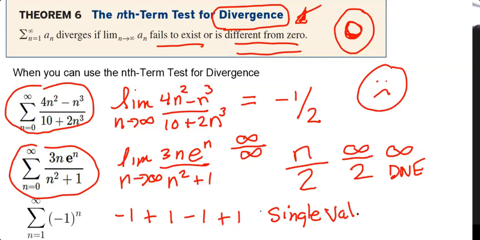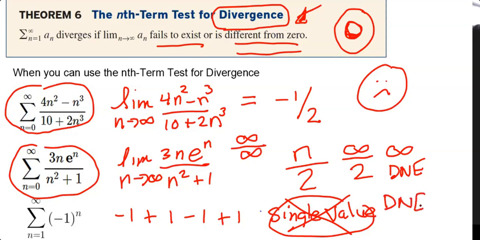That's what a limit is, right? A limit is when you approach a single value. So this is not happening. It's basically always going to alternate between +1 and -1. So this limit as n goes to infinity does not exist.